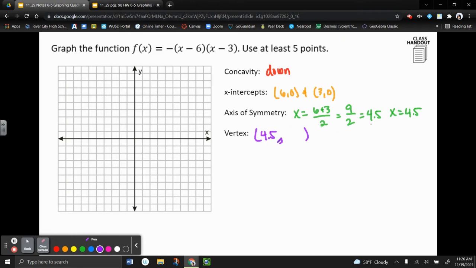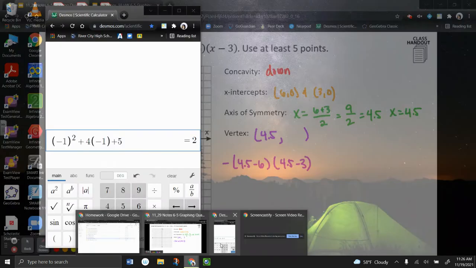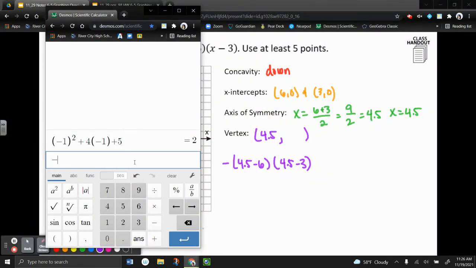And then to get the other half of my vertex, I'm going to plug it in. So I'm going to plug in 4.5. So I have negative 4.5 minus 6, 4.5 minus 3. It gives me 2.25.